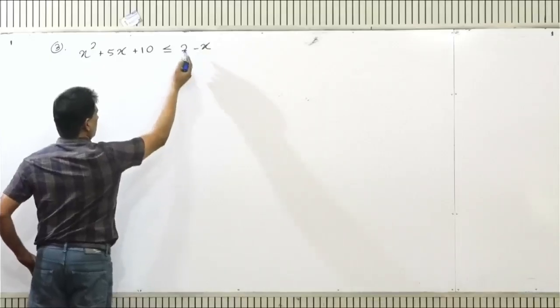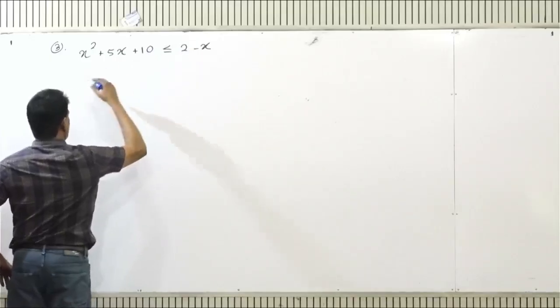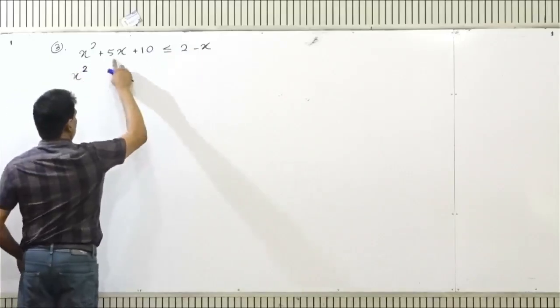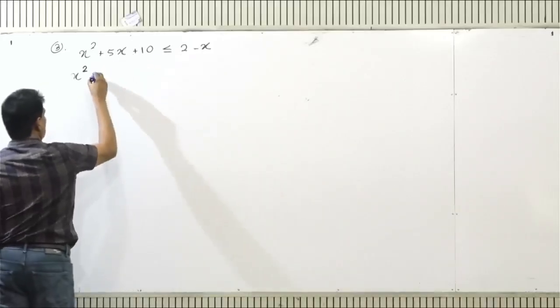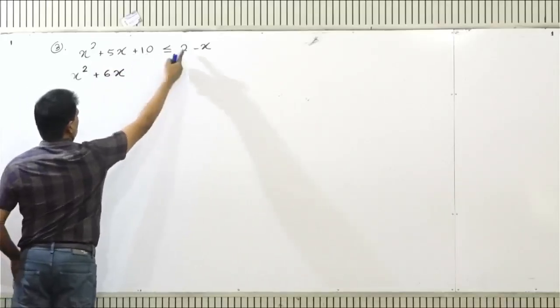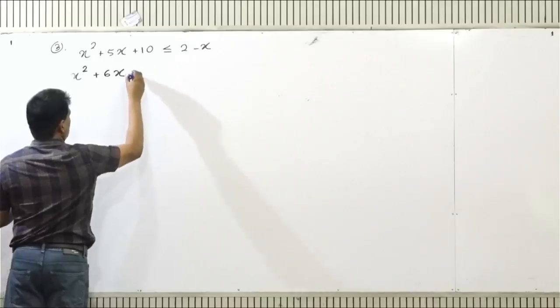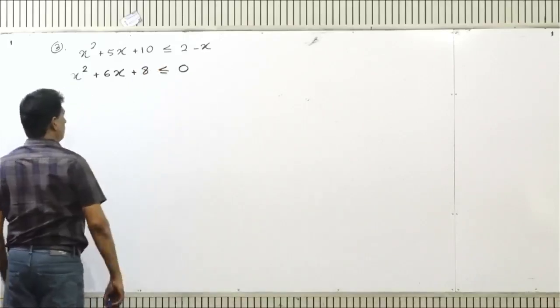It is easy. Then we have to take this positive 2 to this side, minus x to this side. Next here positive 5x. When we take this positive x, that means positive 6x. Here positive 10. If we take this one here, 10 minus 2 means positive 8. The inequality and equal mark do not change.